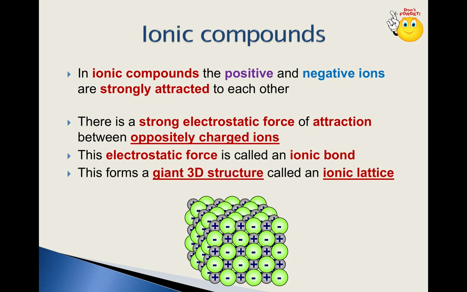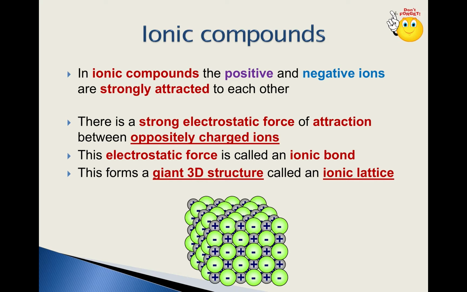And this 3D structure is known as a giant ionic lattice. Okay, so remember, it's called a giant ionic lattice. So if you've got ionic bonding present, the type of structure you form is a giant ionic lattice. And in a giant ionic lattice, there is a strong electrostatic force of attraction between oppositely charged ions. That's what's holding this big 3D structure together.